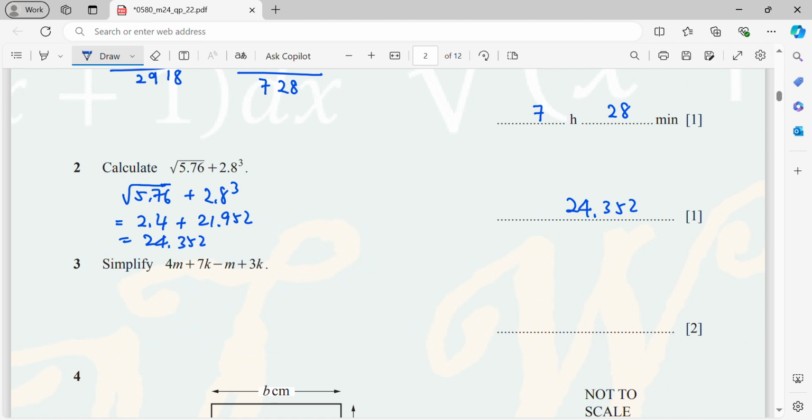Now for question number 3, simplify 4m plus 7k minus m plus 3k. We will group the m together. 4m minus m is 3m. Then the remaining terms, 7k plus 3k, will be 10k.